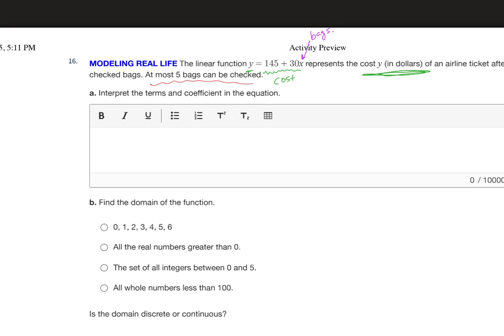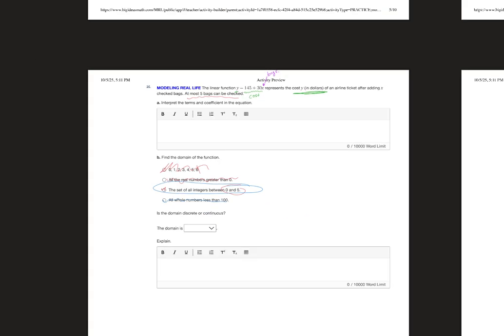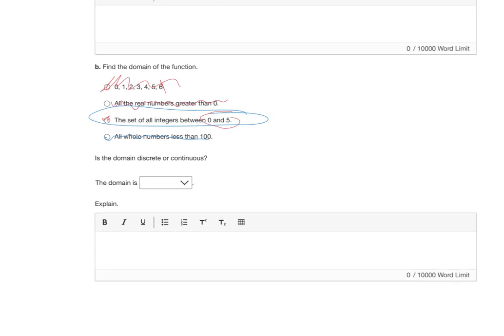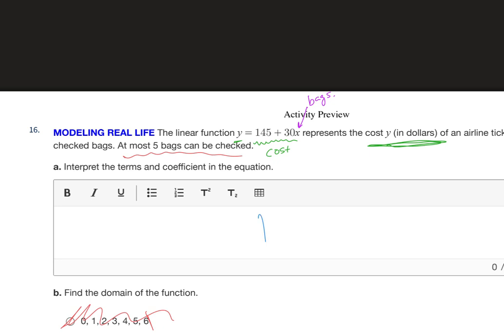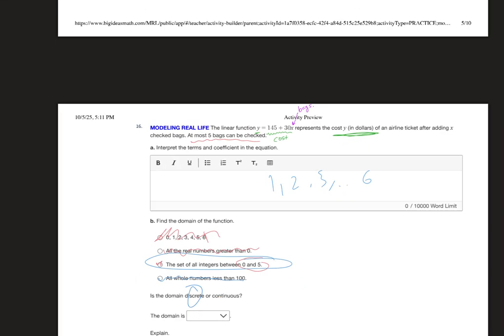the set of all, so hang on, I was going to choose this one, but it's got 6 right there. We can't have 6 bags, so it's not that one. All real numbers greater than 0, no, because we can't have more than 6. The set of all integers, that one threw me for a second, but it is between 0 and 5, so this is our answer right here, okay? And then all whole numbers less than 100, no, we can't have more than 5. Is the domain discrete or continuous? It's discrete because, again, we can only have the price for 1 bag, 2 bags, 3 bags, etc., up to 6. We're not going to have half a bag, right?